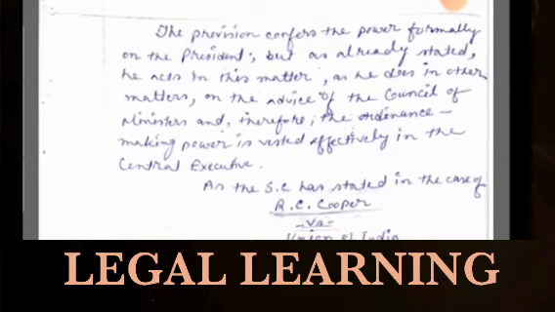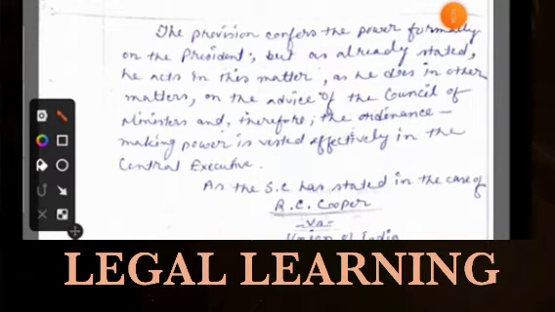The provision confers the power formally on the President, but as already stated, he acts on this matter as he does in other matters on the advice of the Council of Ministers. As I have already mentioned, Article 74, 75, 74 mainly. So the President acts on the advice of the Council of Ministers. Therefore, the ordinance making power is vested effectively in the central executive.